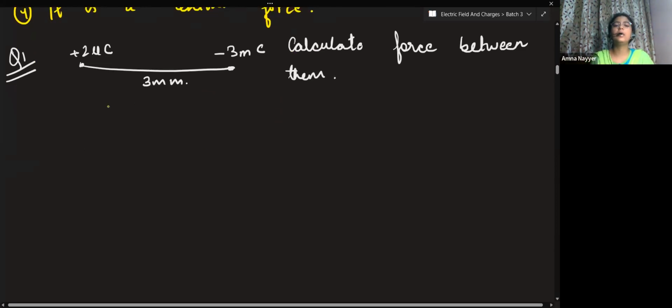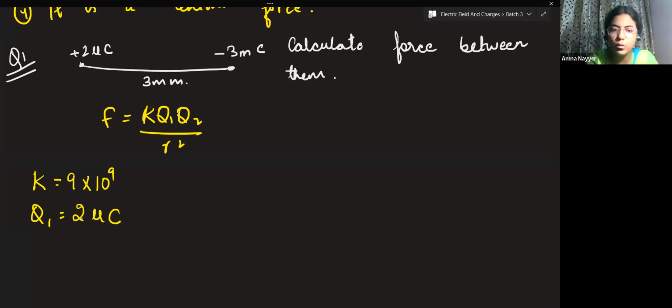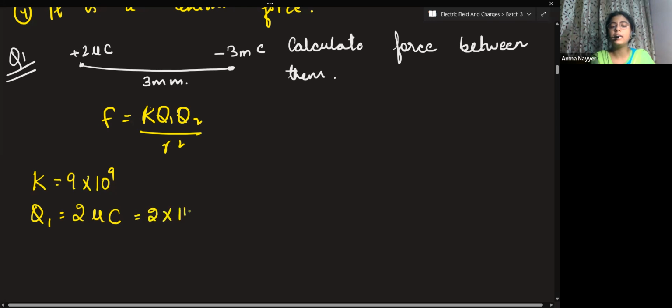So see, the formula of electric force is what? K Q1 Q2 divided by R square. The value of the constant K is 9 into 10 to the power 9. Let's talk about the charge Q1. This is 2 microcoulombs, but we always use the SI unit. So you have to convert whatever unit is given to you. You have to multiply by 10 to the power minus 6 to make it into coulombs, which is the SI unit. This is Q1.